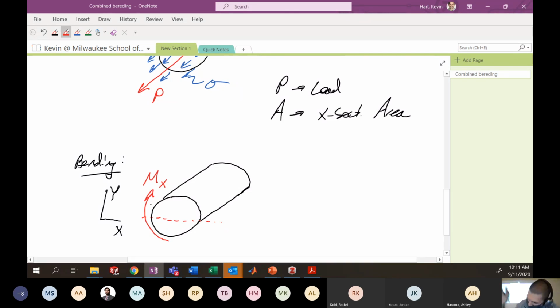So you may see moments represented by this curved arrow, but in this class, I'm going to try to stick with the double arrow to represent moments. So this is also Mx, and I would say that these two things are generally equivalent.